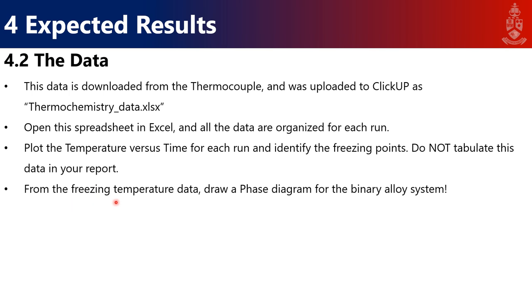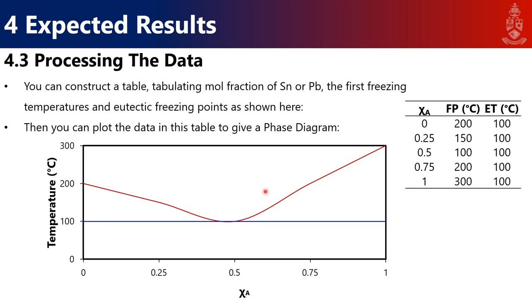And of course, from these freezing temperature data and your points where the rate starts to decrease, you're going to draw your phase diagram for your binary alloy system. Specifically, for each of the compositions, so the pure lead, pure tin, and each of the compositions in between, you're going to have a point where the kink was, the temperature where the kink was, and then a eutectic temperature, in other words, a point where the mixture started to remain constant. That's your eutectic temperature.